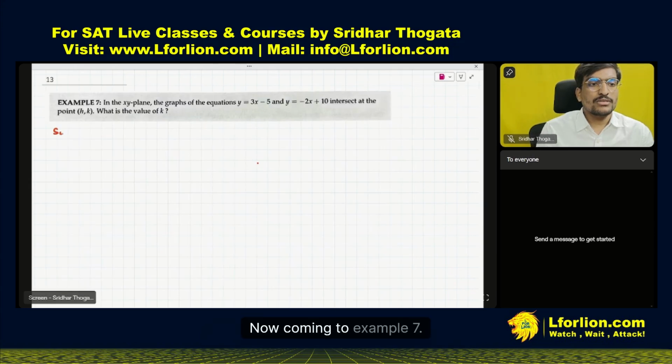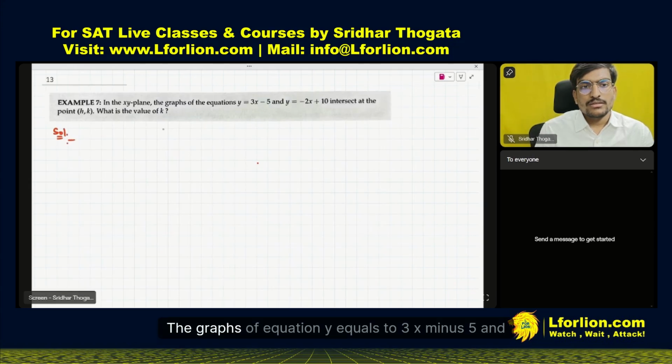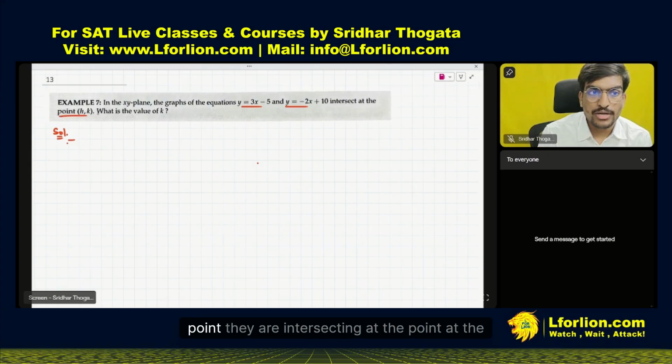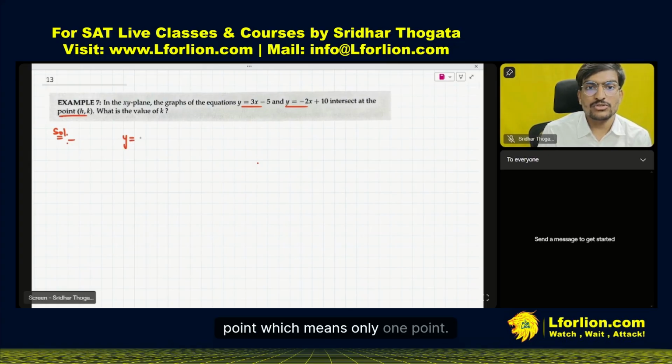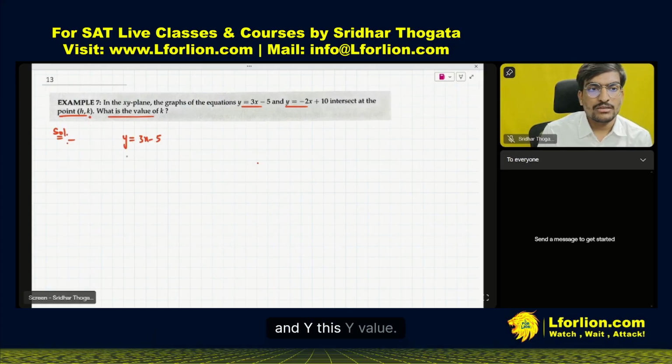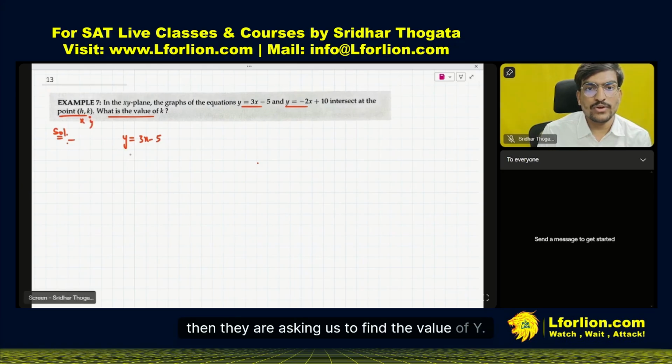Now coming to example 7: the graphs of equations y equals 3x minus 5 and y equals minus 2x plus 10 intersect at the point (h, k). They are intersecting at one point. Then what is the value of k, which is the y value? If this is the x and y coordinates, they are asking us to find the value of y. It's so simple, we just have to solve it and get the value of y.